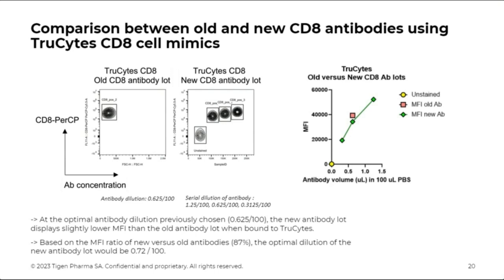So therefore, we decided that it's not optimal any longer to use 0.625 microliter. So we did a calculation. The MFI was 87% of the MFI ratio, and therefore we adjusted the volume accordingly. So the new volume would be 0.72 microliter per 100 microliter of sample. And this we will continue to use for the CD8 antibodies that we are having.